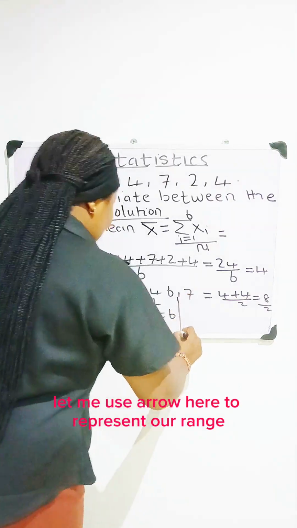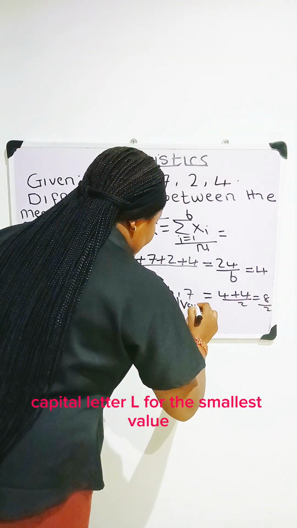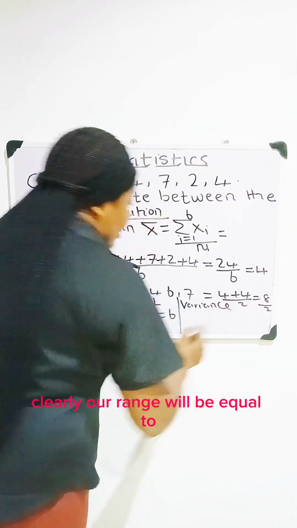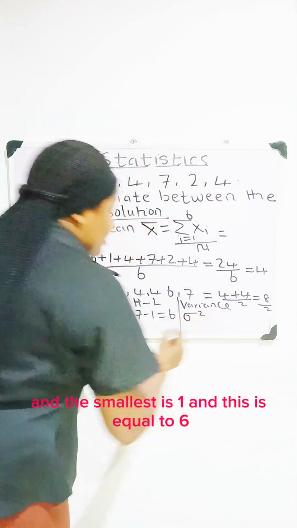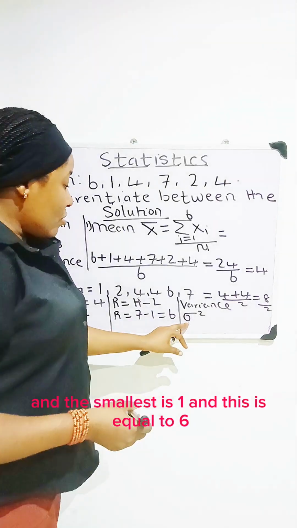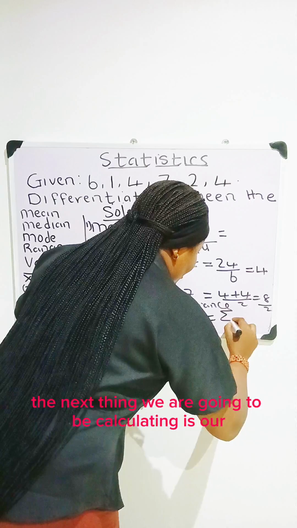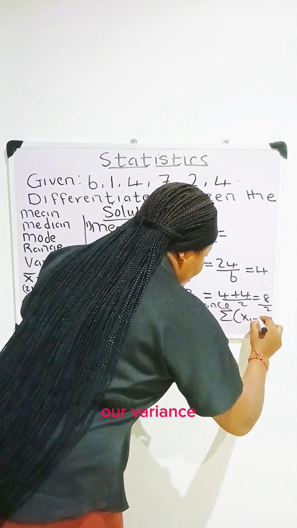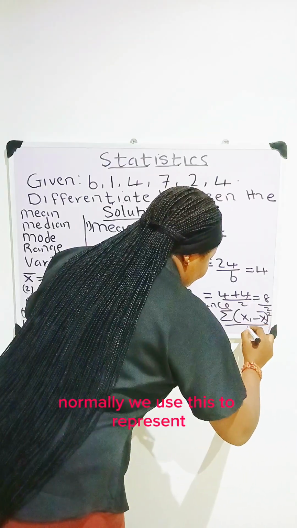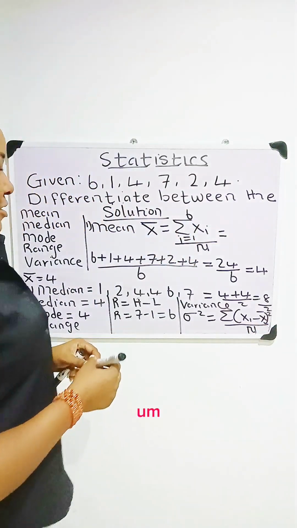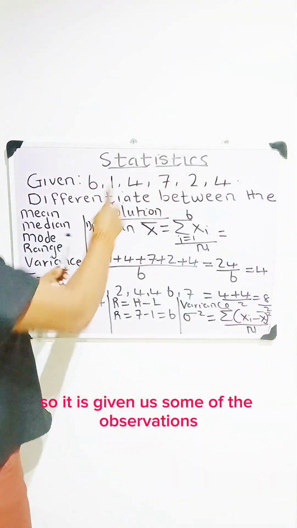Okay, so the next thing we are going to be calculating is our variance. Okay, so normally we use this to represent variance. It's called sigma square. So it is given as sum of the observations, okay, minus the mean, all squared all over n. Okay, so you're taking the sum over each of the observation.